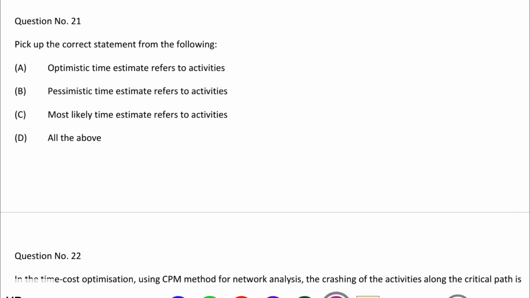Pick up the correct statement from the following. Option A optimistic time estimate refers to activity. Option B pessimistic time estimate refers to activities. Option C most likely time estimate refers to activities. Option D all the above. So the correct answer is option D all the above.